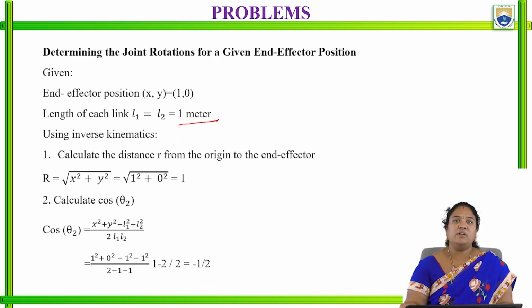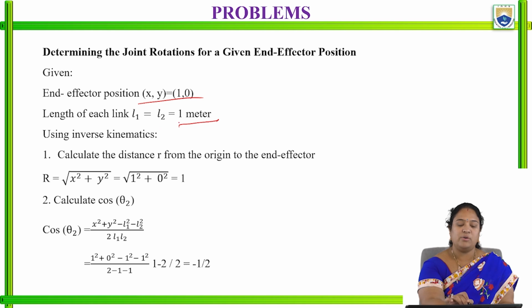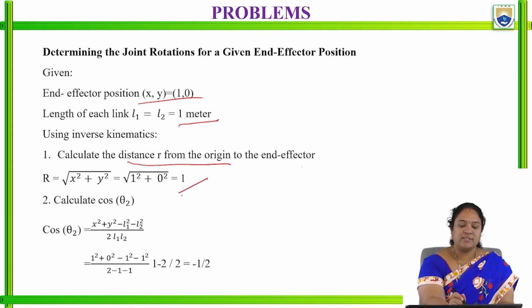Now here we need to determine the joint rotation for the given end effector position. So what is given, x and y is nothing but 1, 0. L1, L2 is equal to 1 meter. We need to calculate the distance r from the origin to the end effector. That is, the distance r is the root of x square plus y square. X value is 1, y value is 0. So, the distance r from the origin to the end effector is 1.